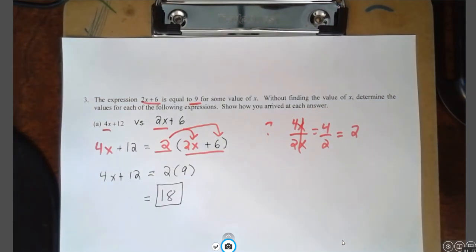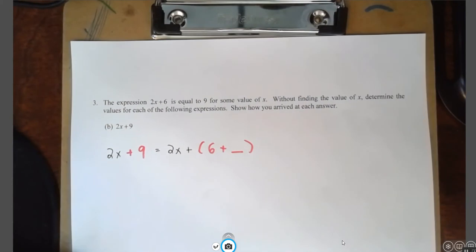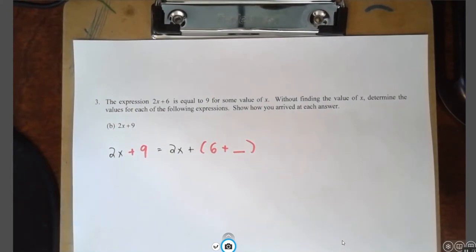Okay, let's do something a little bit different and switch it up to letter B, same question. So the expression 2x plus 6 is equal to 9 for some value of x. Here, we're dealing with a different expression, 2x plus 9.